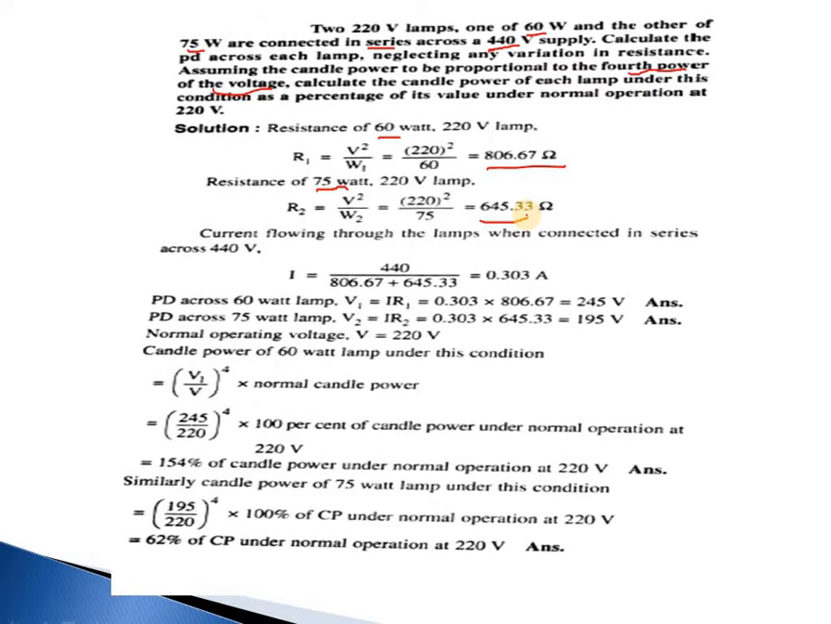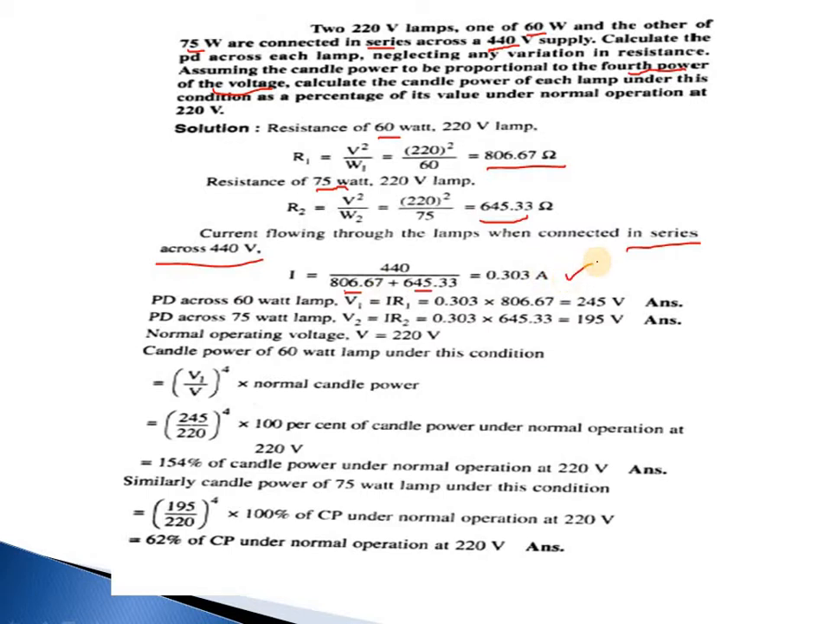Now the current flowing through the lamps when connected in series is at 440 volts. So these lamps are connected in series as per the problem. So definitely the current will be flowing through both lamps, and from Ohm's law we can calculate this current, definitely P divided by R. We will get the value of I. So the values of the two resistors are put in series, so this is the two resistors R1 plus R2 and the value of current.